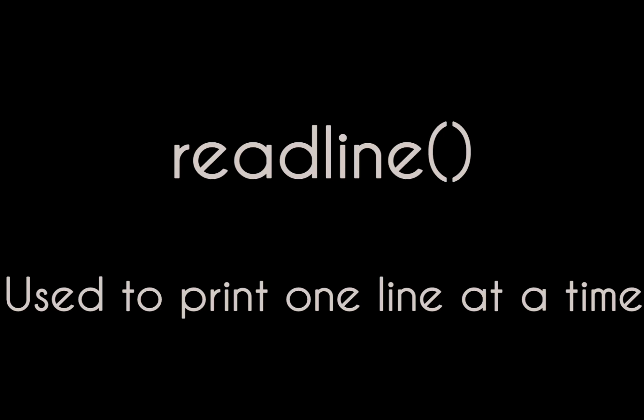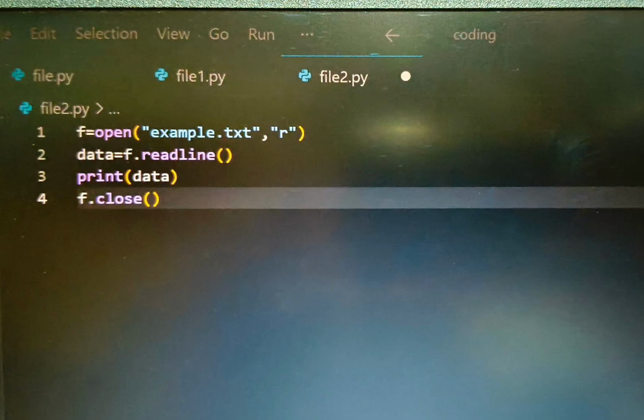Now this is the new function, that is readline. You can use the readline function to fetch one line at a time. The readline function is basically used when you have to fetch only a single line. So you just simply write data equals f dot readline. That is, in place of the read function you write readline, and then it will give you the first line of your file.